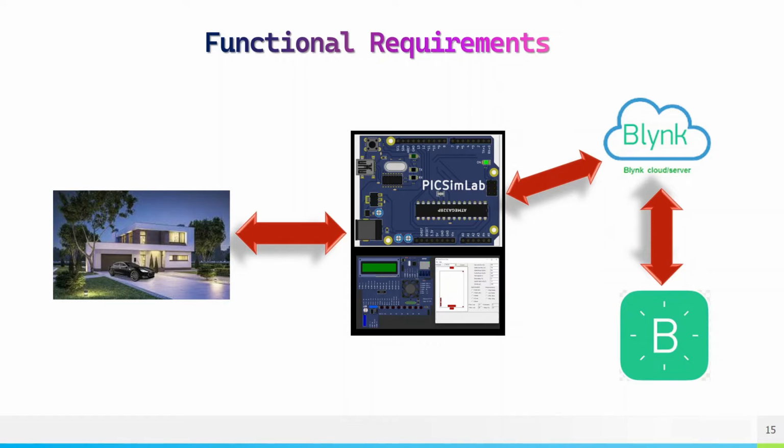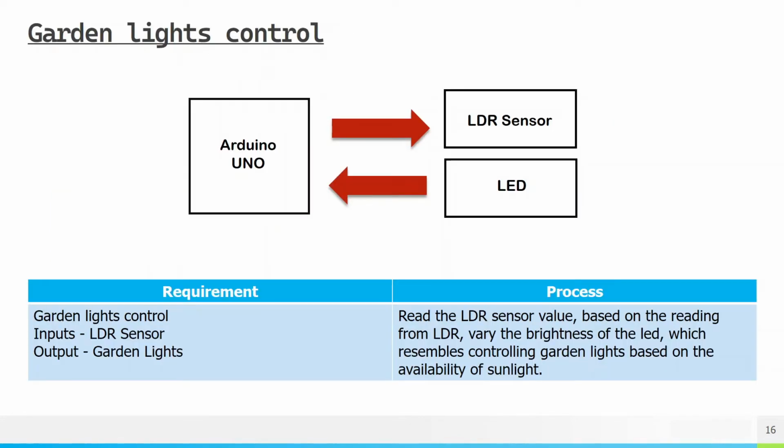In order to control these peripherals remotely, we are using a mobile application called Blynk IoT app, which is controlled by the Blynk server. In this project, we are automating three things. Garden lights control.